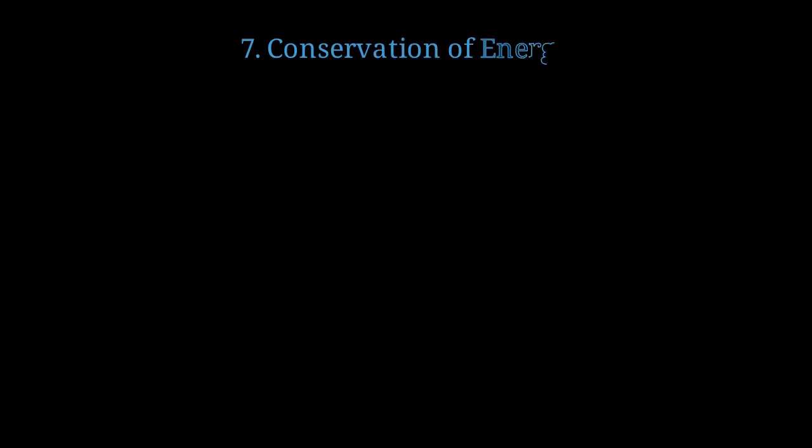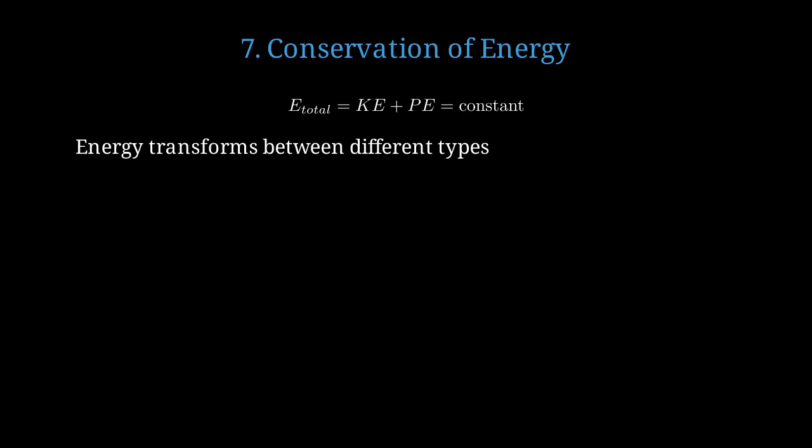Energy cannot be created or destroyed, only transformed. The total energy, which is kinetic energy plus potential energy, remains constant in a closed system. Energy continuously transforms from one type to another, but the total amount stays the same.